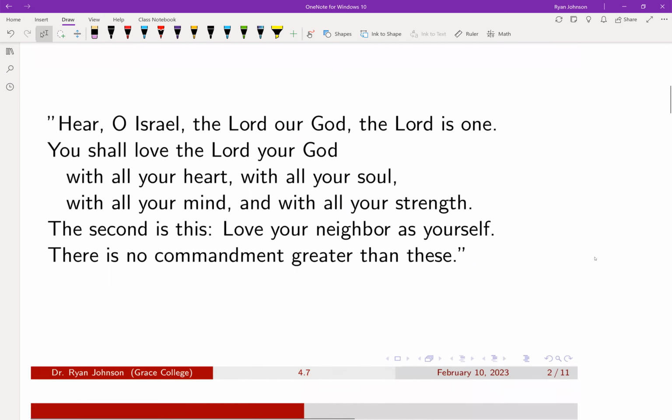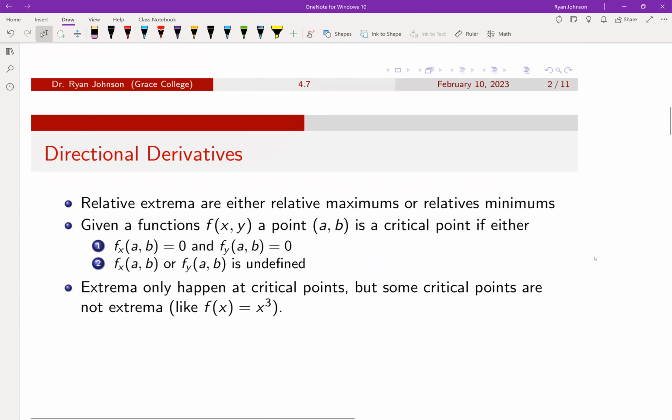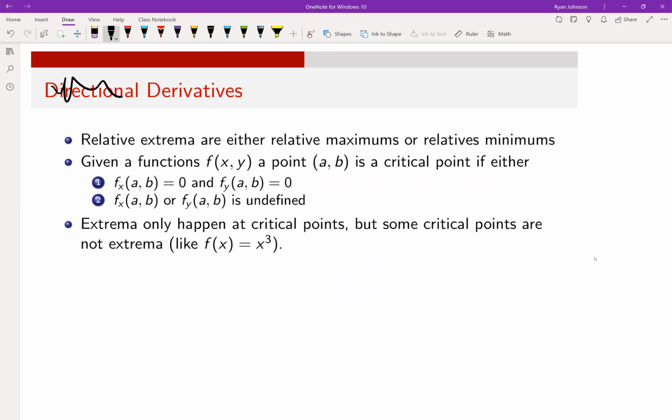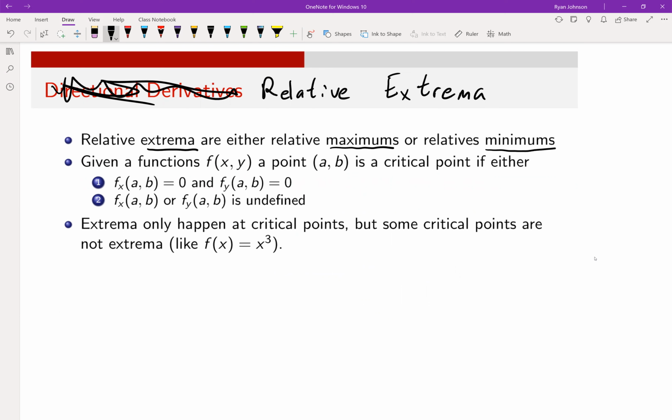So today we are going to talk about, I forgot to change the title. We're going to talk about relative extrema. Extrema is just a fancy word that means maximum or minimum. And we're really only going to do this for functions with two inputs, so functions where you try to graph them and it looks like a landscape.